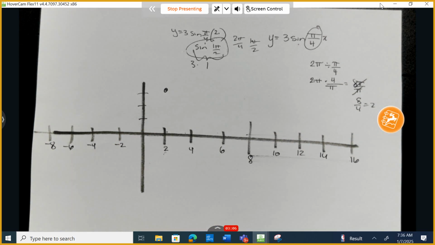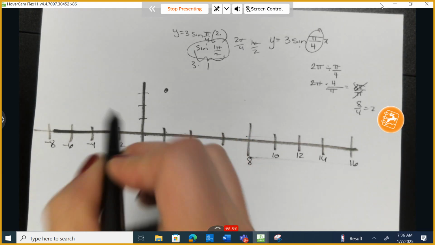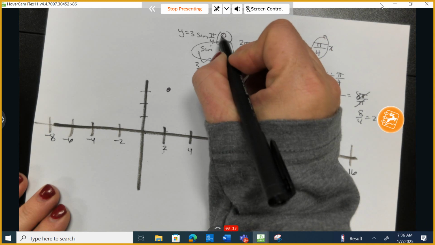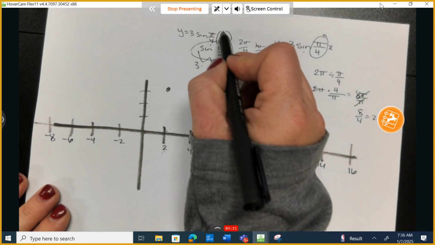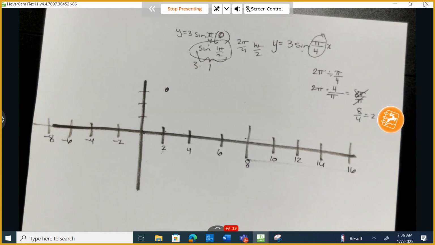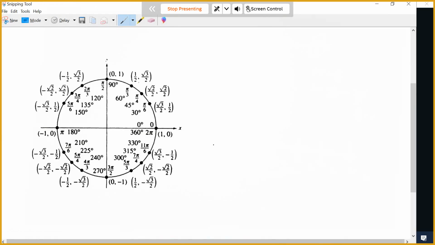Now we can also do 0 here. I guess I should not have skipped that. If I do the exact same thing and replace x with 0, 0 times pi over 4 is simply 0. So let's evaluate the sine at 0. I'm going to come back here. The sine at 0 is simply 0. And when I take 0 times 3, I get 0.